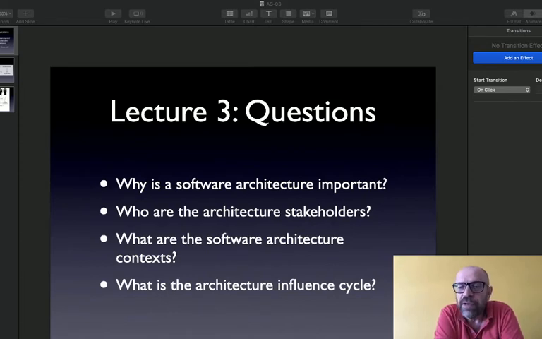from. Okay, so we'll see that the organization of the software development organization influences the software architecture, but the software architecture also influences the organization. So that's a cycle here, and I want you to understand this cycle and discuss the cycle.